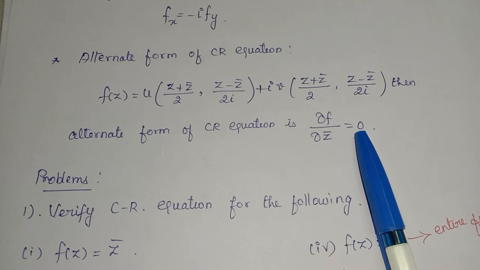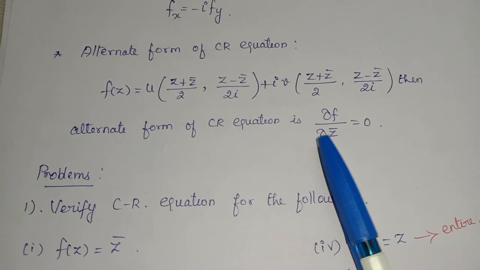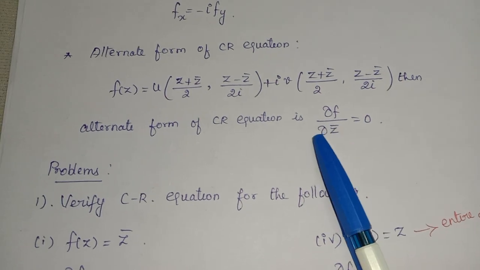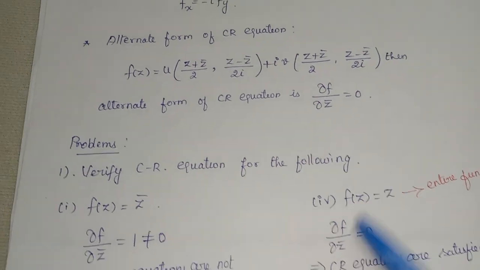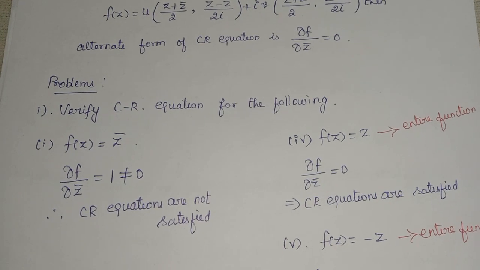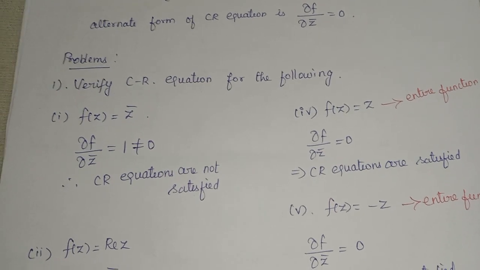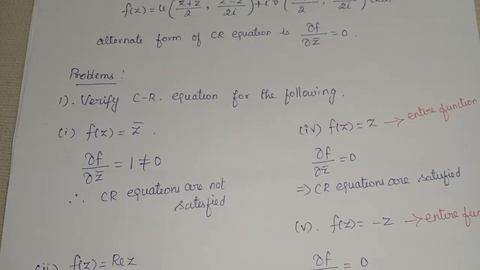If it is equal to 0, then that is called Cauchy-Riemann equation in alternate form. Okay, right. So these are the different forms for checking differentiability of a given complex valued function. While doing problems, you can have a better understanding of these equations. Now let me explain the problems one by one.